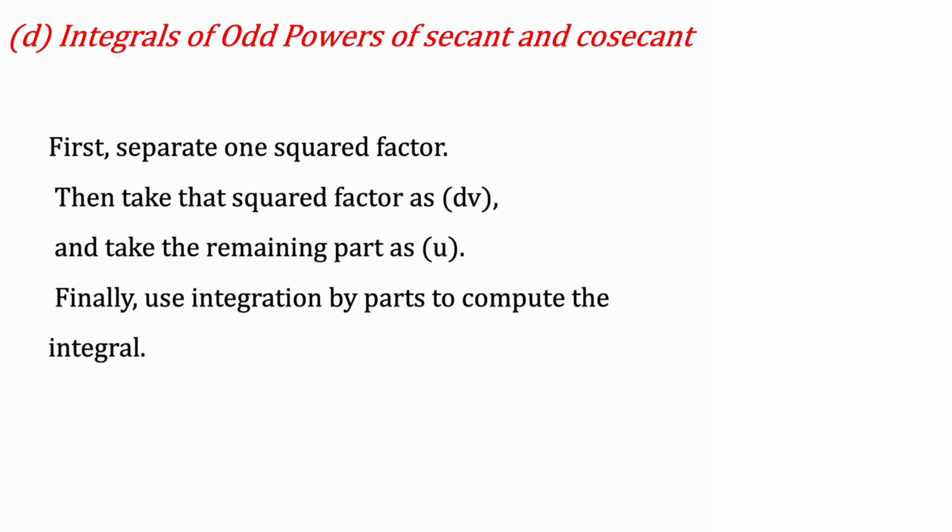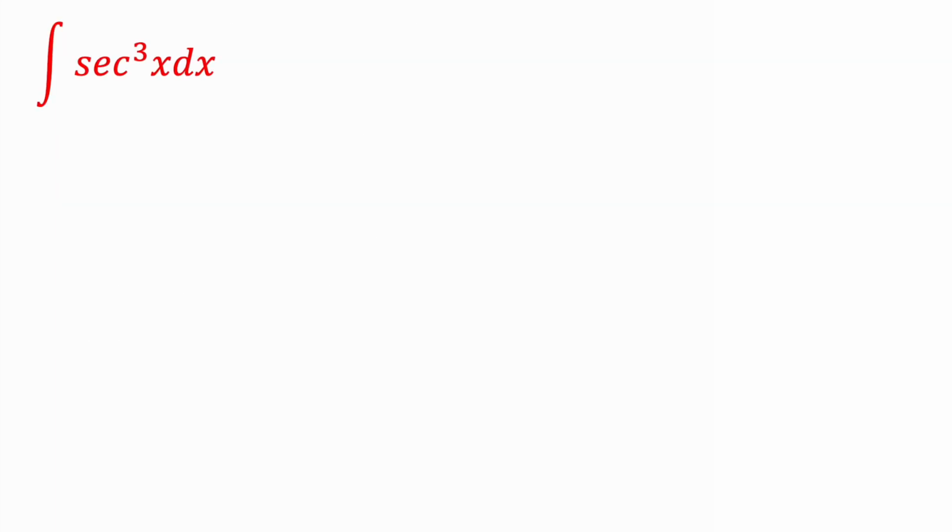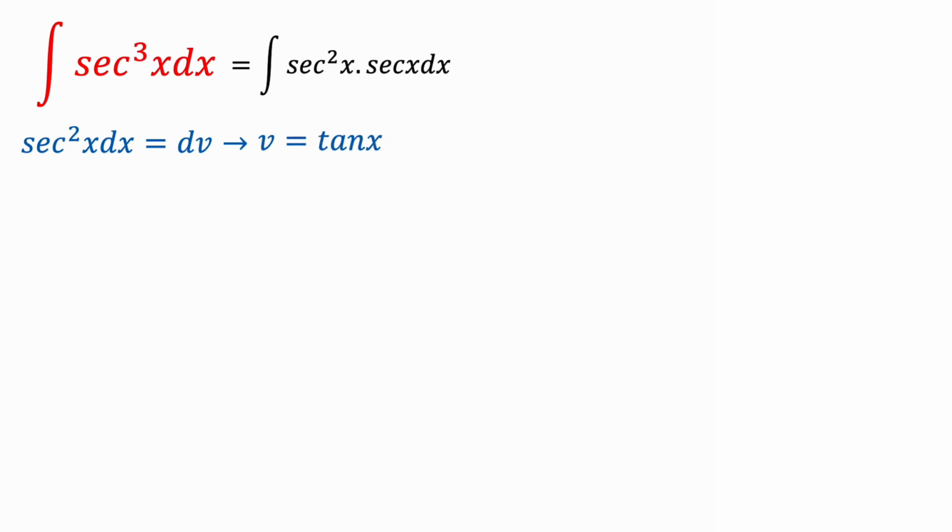Let's solve an example. We're going to calculate the integral of secant to the power of 3. I'll separate 1 power of 2 from it, so it becomes the integral of secant squared x times secant x. Now for integration by parts, I'll choose secant squared x dx as our dv term. As we said before, we always choose dv to be a function whose integral we can calculate easily. We've calculated the integral of secant squared many times. I told you before, what does secant squared become? Secant squared is equal to 1 plus tangent squared. So what would the integral of 1 plus tangent squared be? Tangent x.